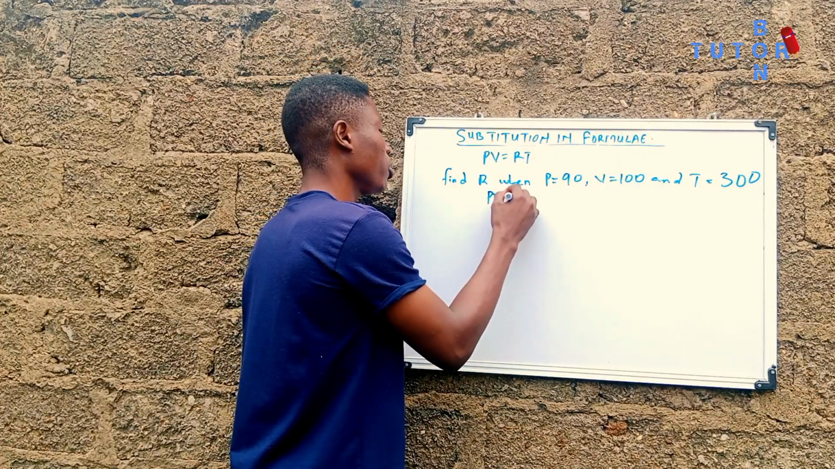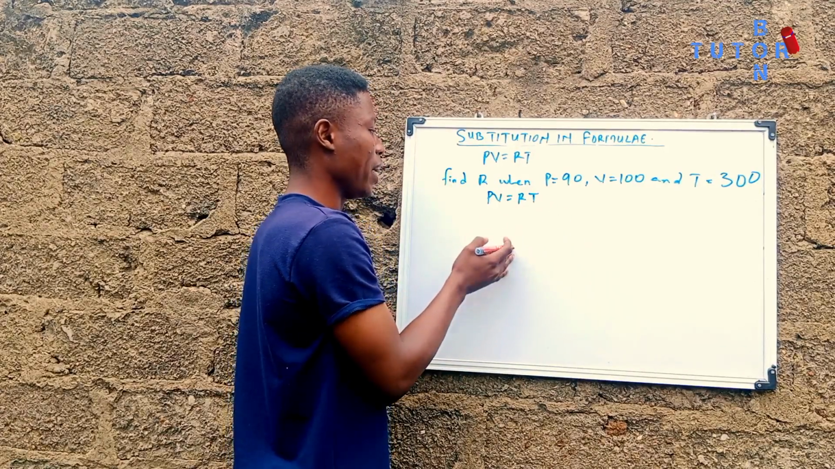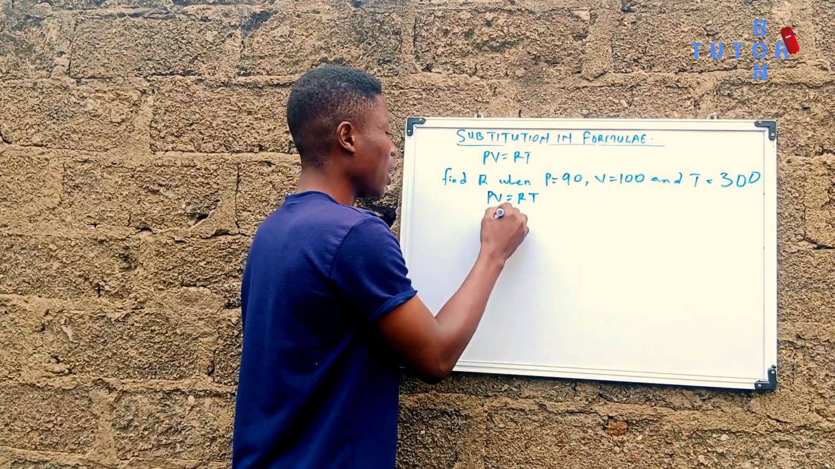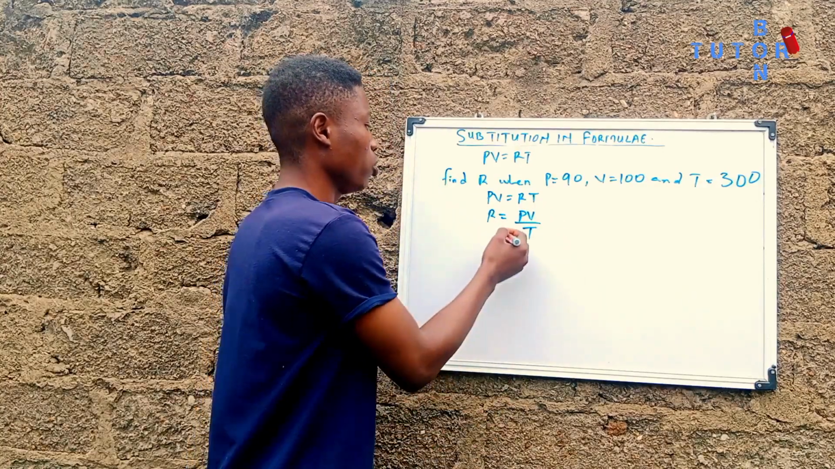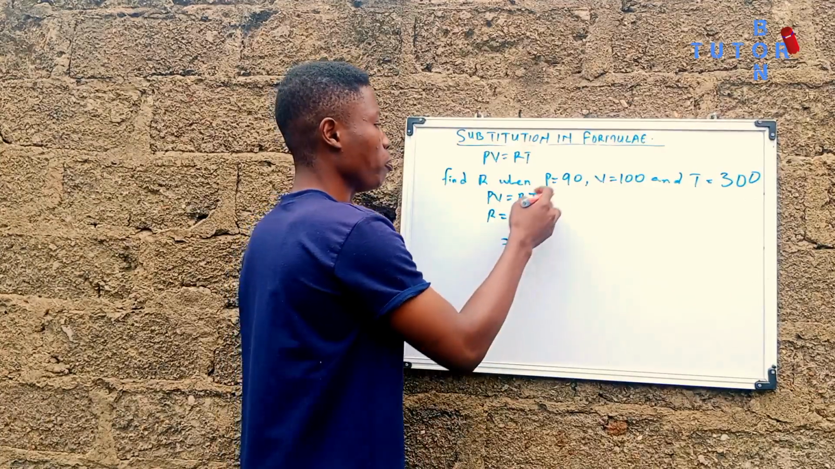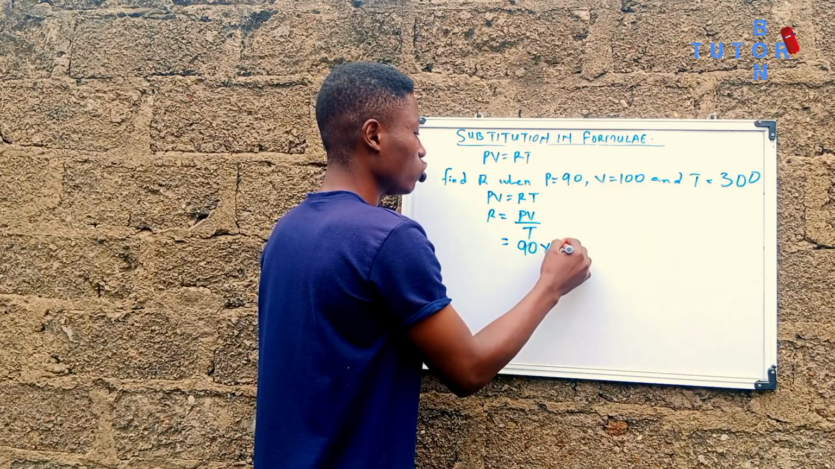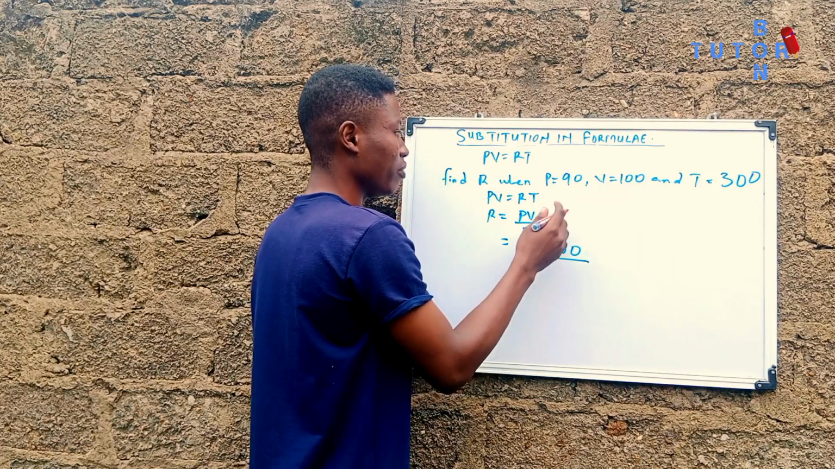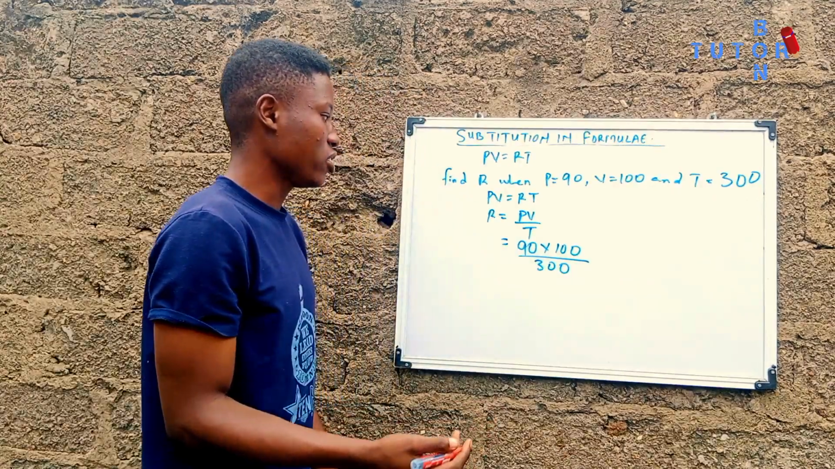You have PV equals RT. Then what do you do? Yes, you divide both sides by T. You have R to be PV over T. That's quite simple. Substitute all these by their numbers. You have P to be 90, multiplied by V to be 100, everything divided by what? Yes, 300. Can you see it's quite simple?